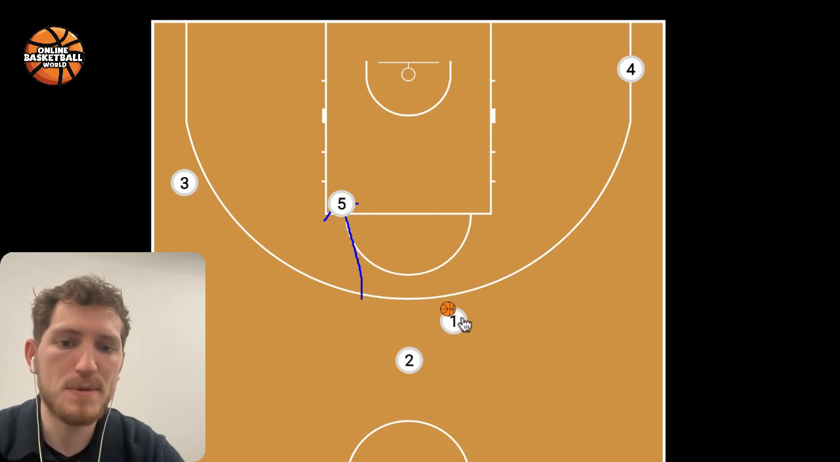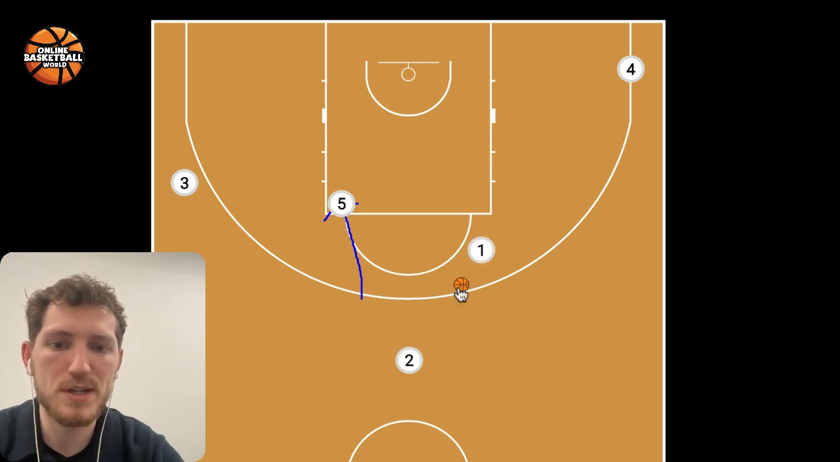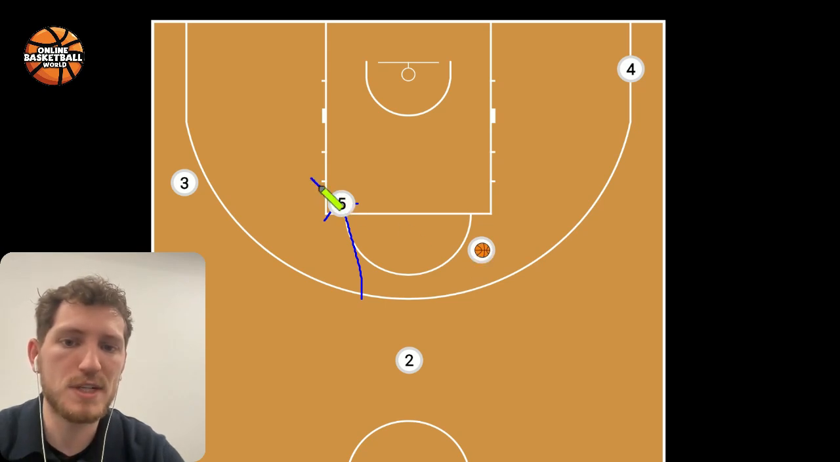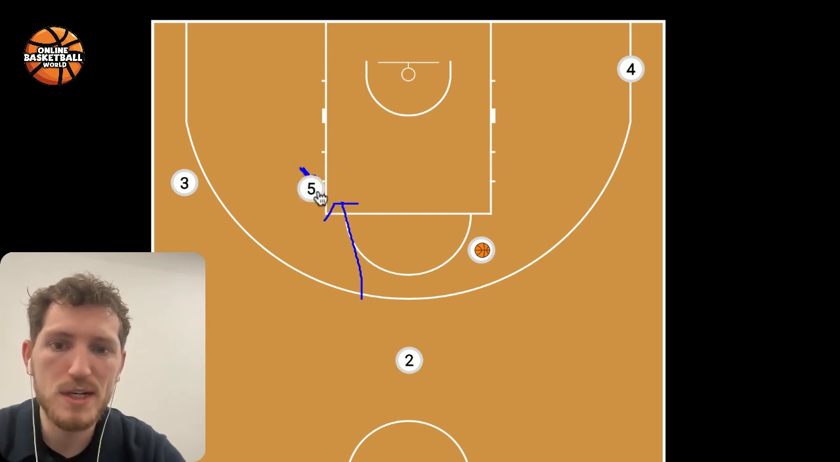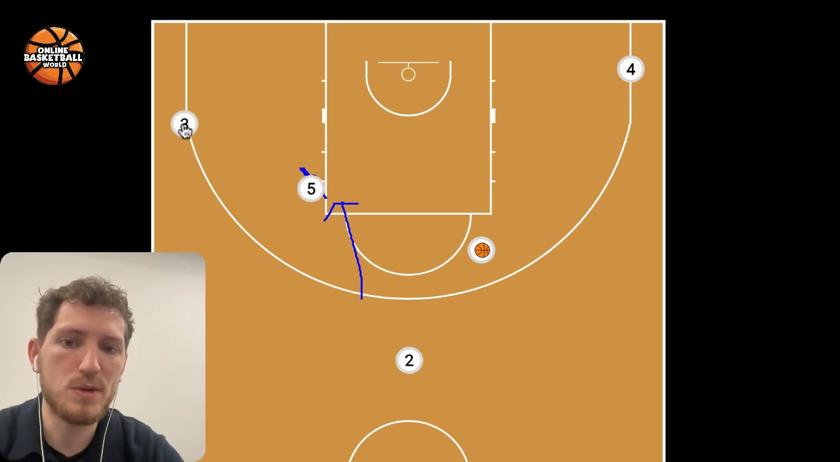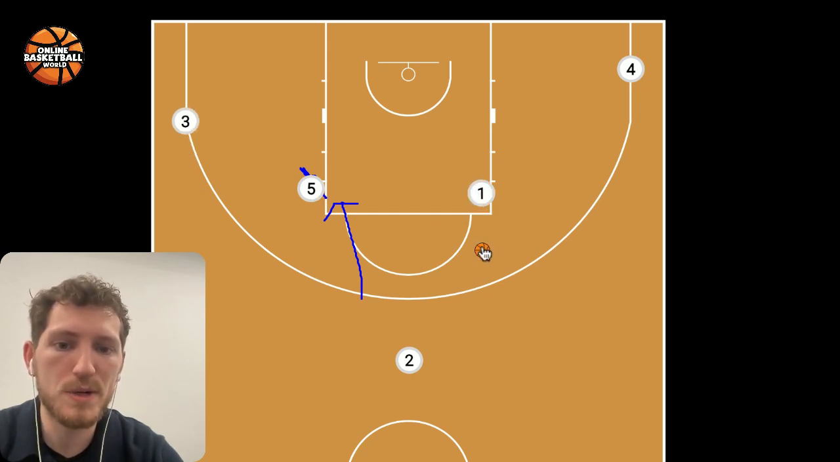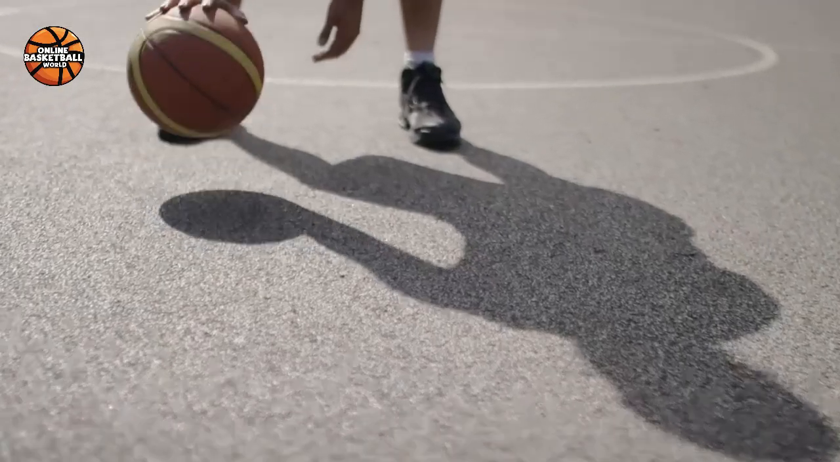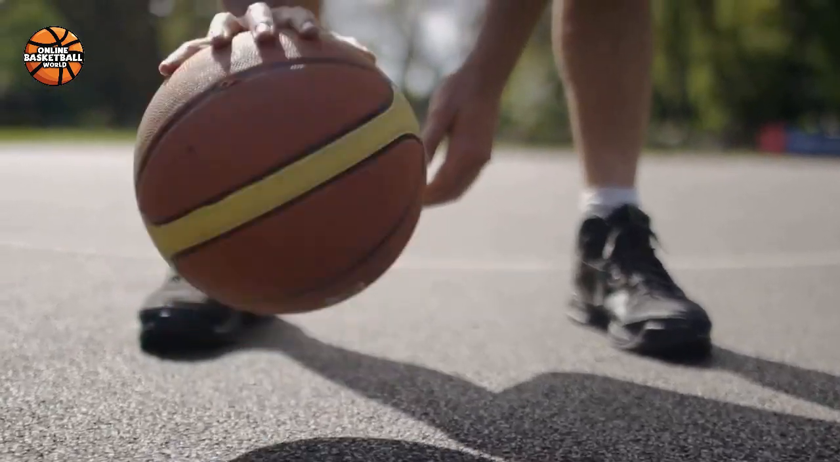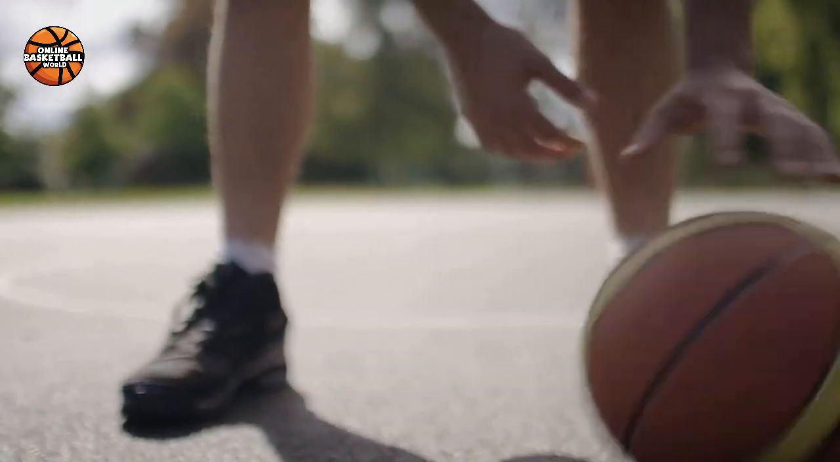Now, as this was happening, number 1 was getting their paint touch inside the paint, but number 5 then set another screen right here as they rolled on the defender of number 3, which left number 3 wide open. Number 1, which was Jimmy Butler, kicked the ball over to number 3, and number 3 had a wide open 3-point shot.